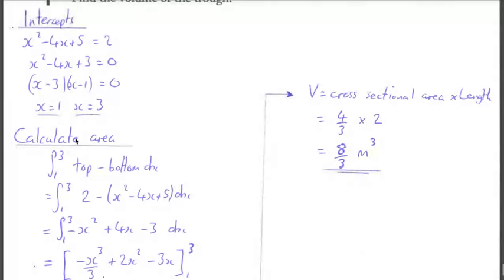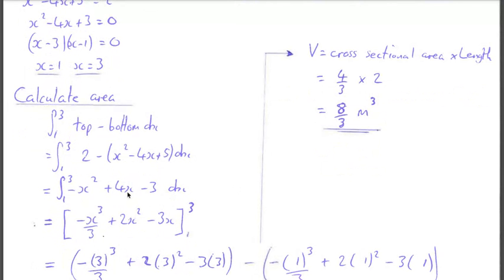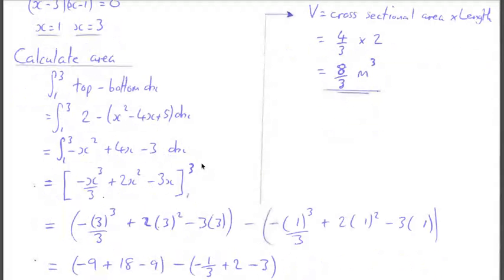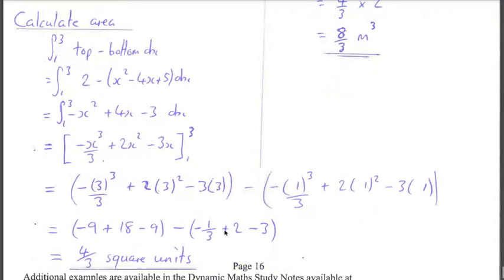So it's always the top curve, or in this case the line, minus the bottom curve. So 2 minus all of x squared minus 4x plus 5. Remember, we're subtracting all three of these terms. So we're going to end up with negative x squared plus 4x minus 3 between 1 and 3. And from here, we should just be on cruise control. So integrate, substitute in 3, substitute in 1, evaluate, and the area is 4/3 square units.